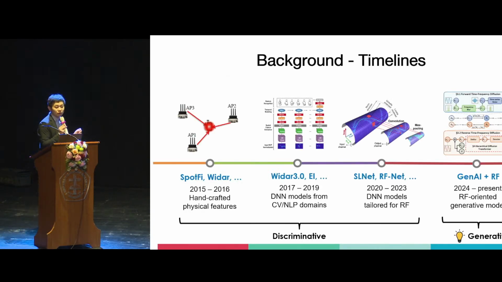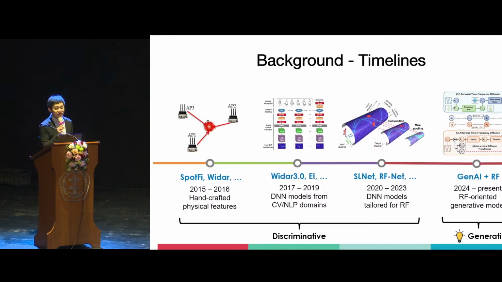Okay, so if we look back at the past 10 years, we see that the development of wireless sensing can be roughly divided into 4 stages. At the first stage, at the very beginning, we used handcrafted physical features of signals, for example, AOA, TOF, something like that.